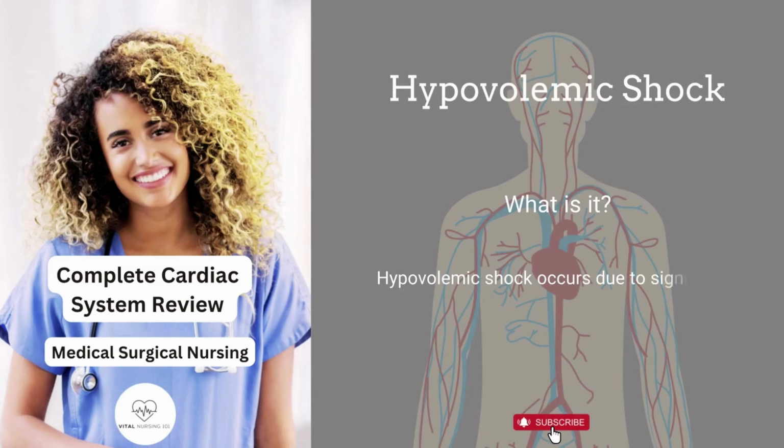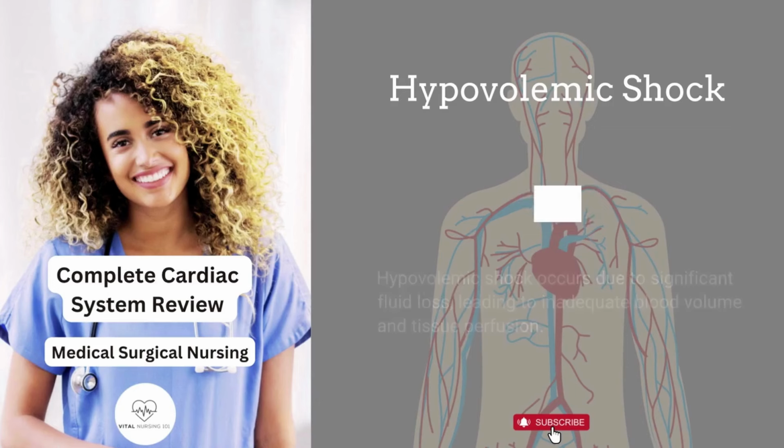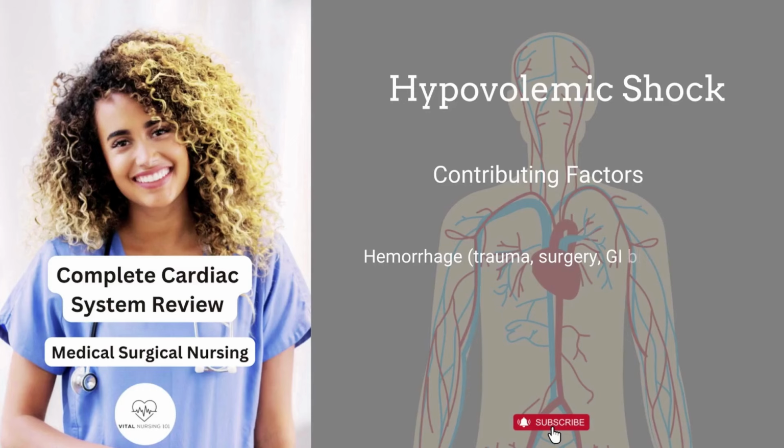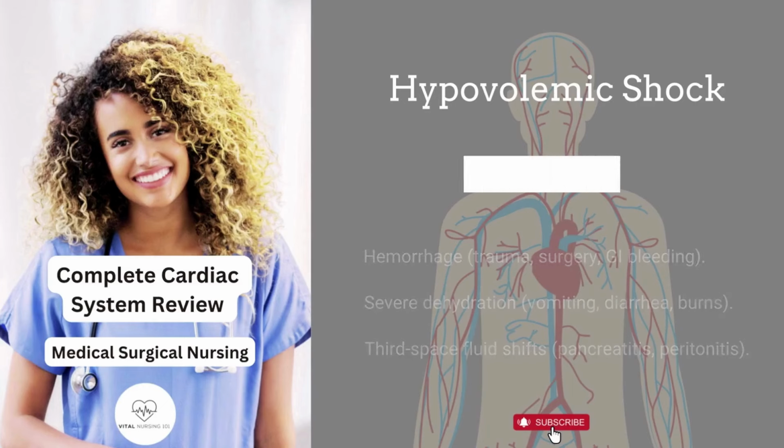Hypovolemic shock. Hypovolemic shock occurs due to significant fluid loss, leading to inadequate blood volume and tissue perfusion. Contributing factors are the following: hemorrhage, which can result from trauma, surgery, or gastrointestinal bleeding; severe dehydration, often caused by vomiting, diarrhea, or burns; and third space fluid shifts, such as those seen in pancreatitis or peritonitis.